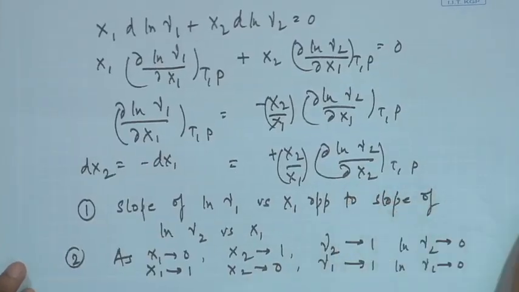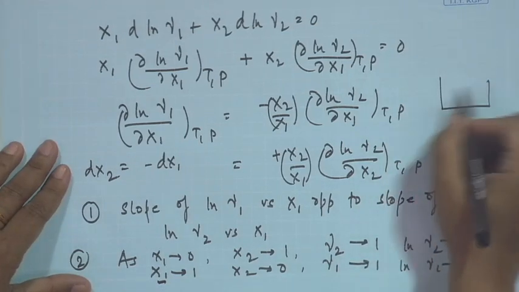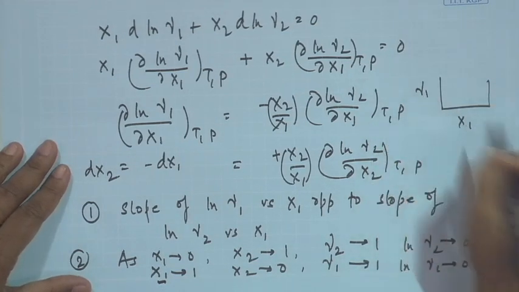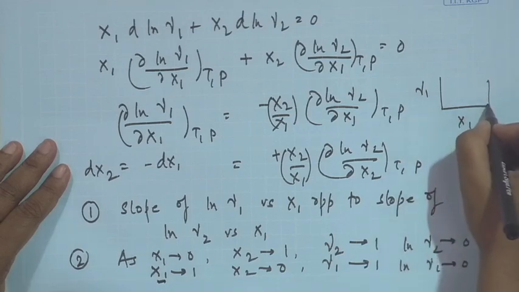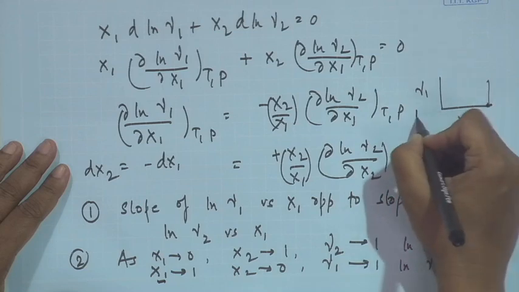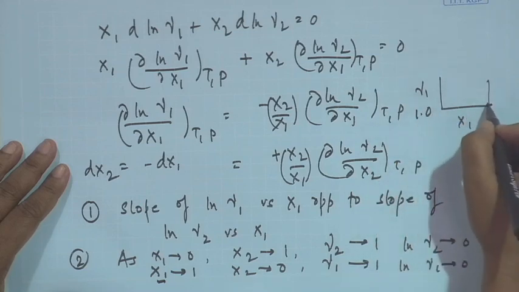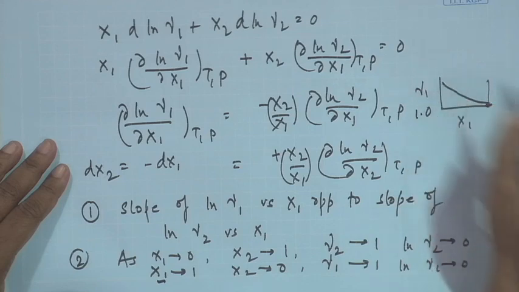The next thing, as I have already mentioned, is that gamma 1 tends to 1 as x1 tends to 1. Suppose I would like to plot gamma 1 as a function of x1. What do I know? That at x1 equals 1, gamma 1 also has to be 1, right. Suppose there is a positive deviation from Raoult's law. Then the curve should be something of this sort. Similarly, for gamma 2, the curve should be something of this sort.